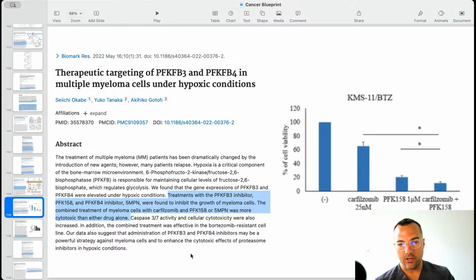The combined treatment of myeloma with carfilzomib and PFK158 or 5-MPN was more cytotoxic than either drug alone. And I'll be very honest with you, I'm not familiar with the monoclonal antibody they use for myeloma. But that being said, it makes a ton of sense that by blocking PFKFB3, you would have an enhancement upon the standard of care, just by the way it works.